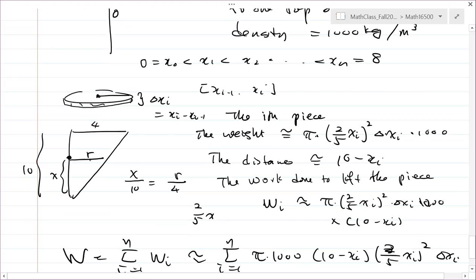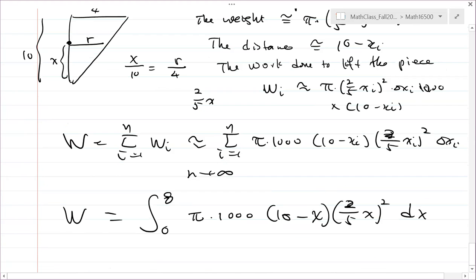Find the area of this, then you find the volume of the disk, then you multiply by the density, and you get the weight of this piece. This is the force you have to use to lift that piece all the way to the top. So it looks complicated, but this is an integral, still a very simple function.